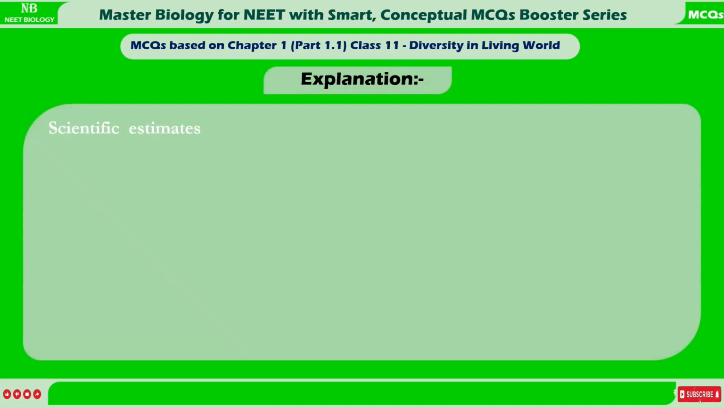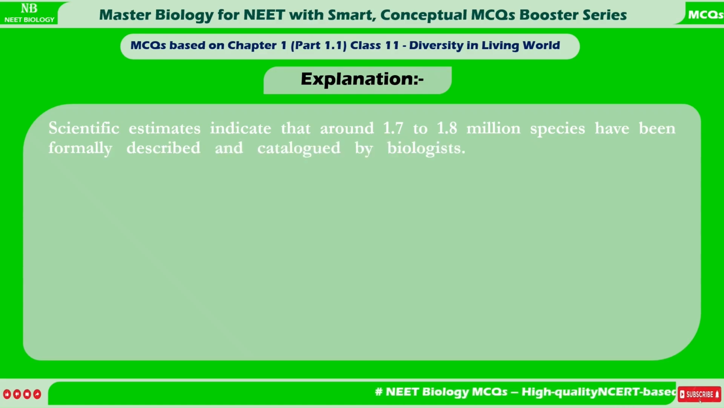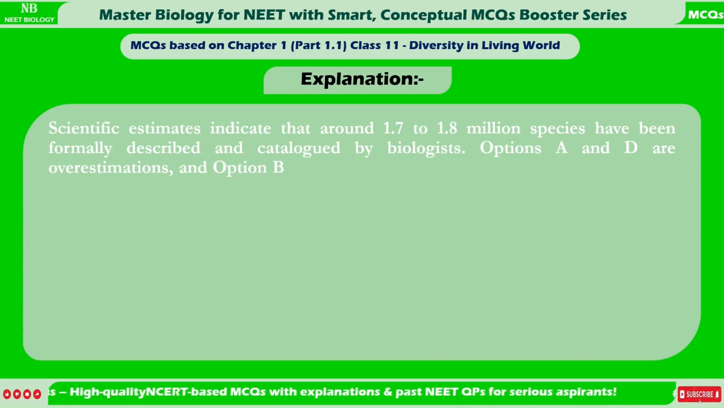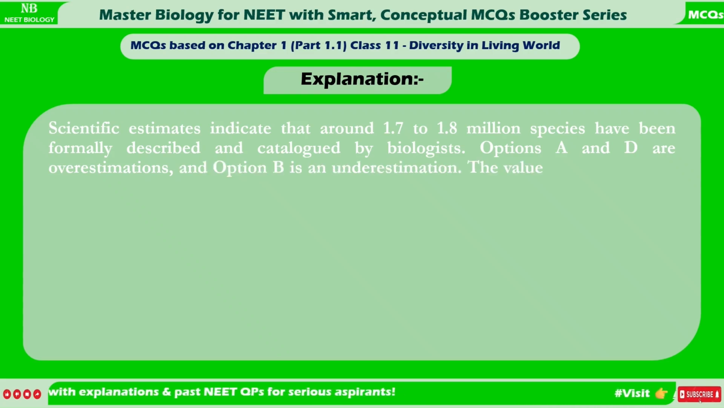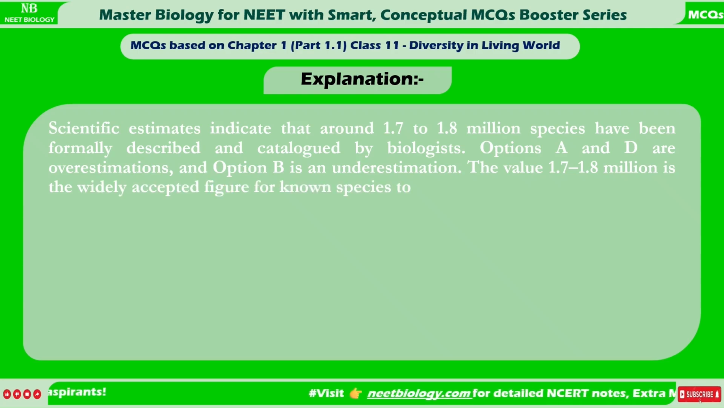Explanation: scientific estimates indicate that around 1.7 to 1.8 million species have been formally described and catalogued by biologists. Options A and D are overestimations, and option B is an underestimation. The value 1.7 to 1.8 million is the widely accepted figure for known species to date.